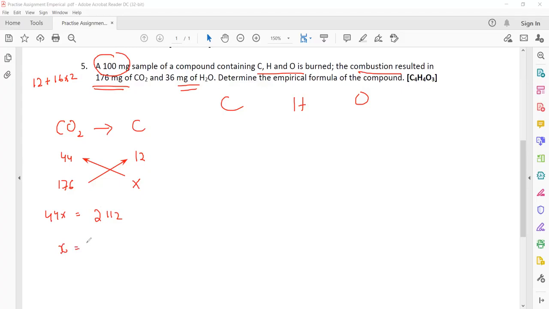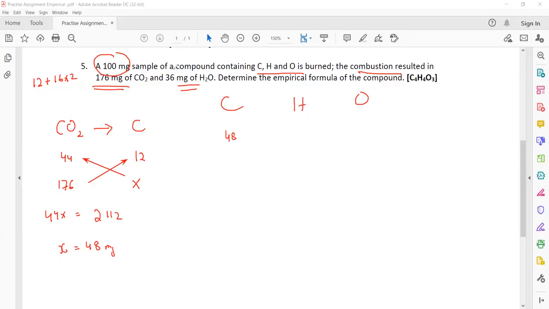So what is the amount of X? X is equal to 48 milligrams. So how much carbon will be there? 48. Is the first part clear, how we worked out the amount of carbon? Does anyone have a doubt or a question? Because in the question we have carbon dioxide, not carbon. But to get the amount of carbon, we use the amount of carbon dioxide and work out the amount of carbon.